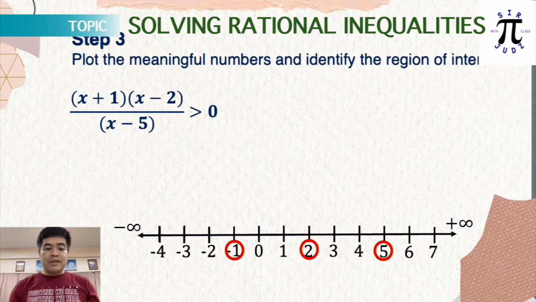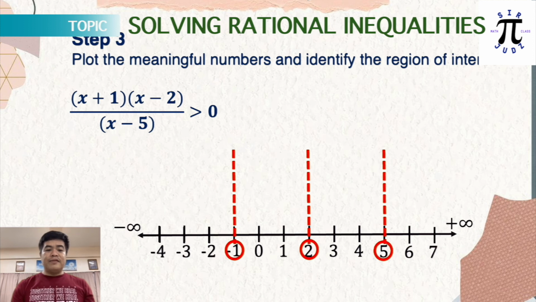So dito sa real number line, lalagyan natin siya ng boundary. So our meaningful numbers will serve as our boundary for every interval. So we have our -1, our 2, and our 5. So the real number line will be divided into 4 regions. Excluded ang meaningful numbers.